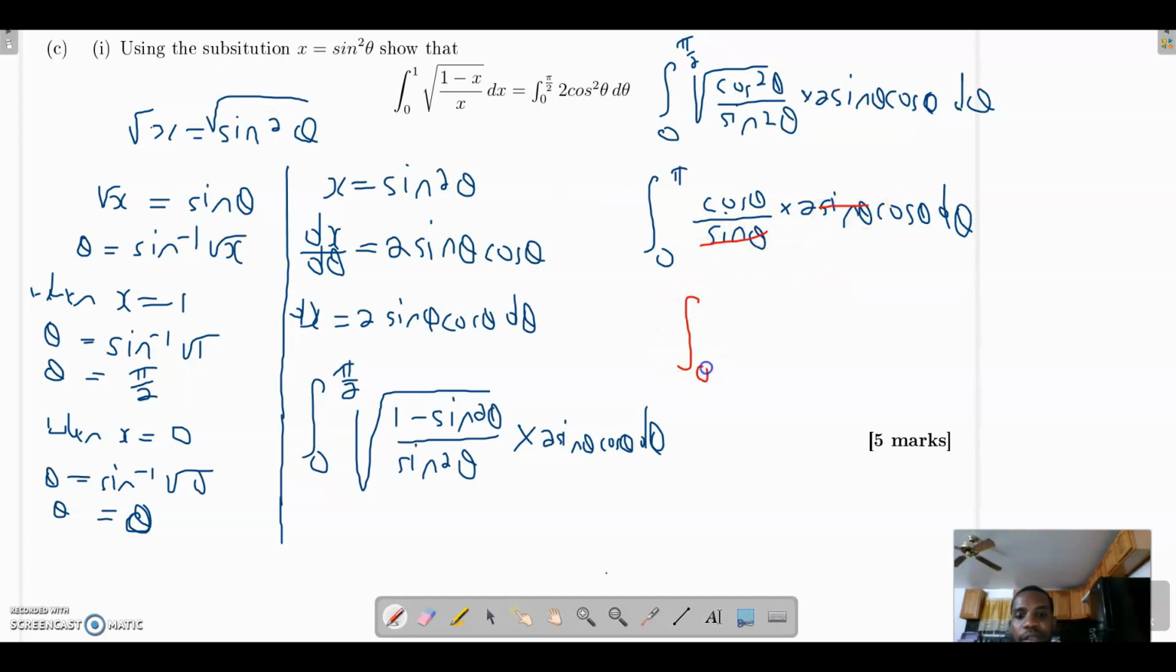So this becomes the integral between 0 and pi over 2. All right, so you have cos theta times 2 cos theta, which is going to be 2 cos squared theta d theta. Is that what we wanted? That's exactly what we wanted. So we say QED. All right, so we have to work that out.